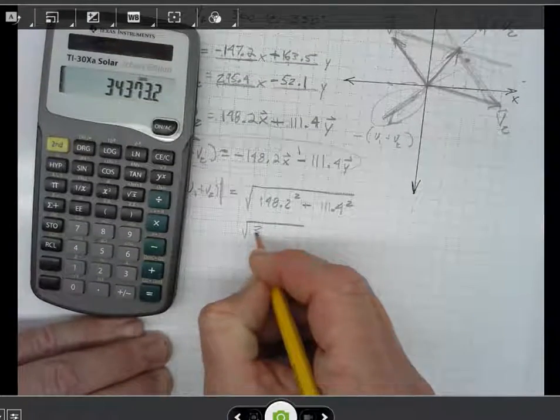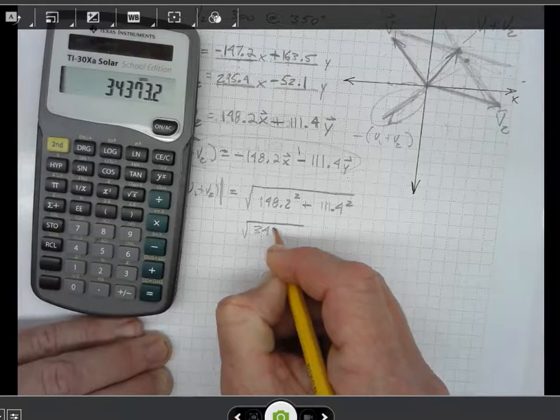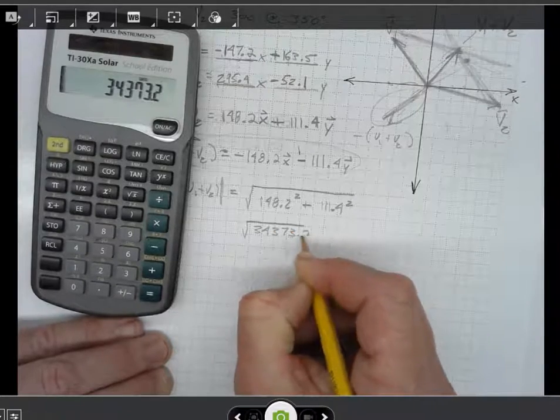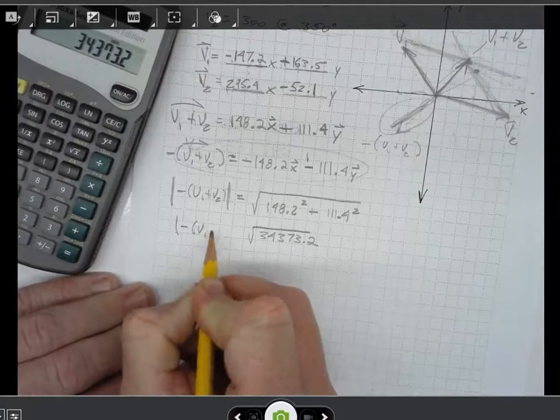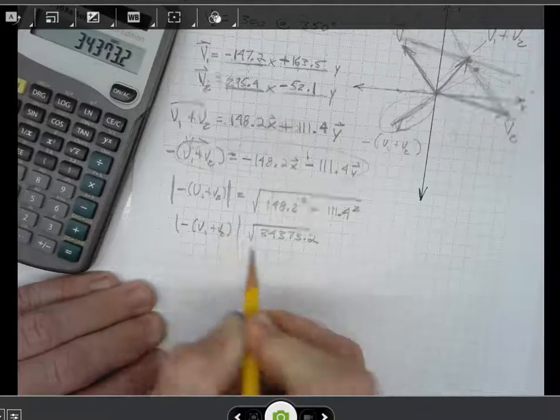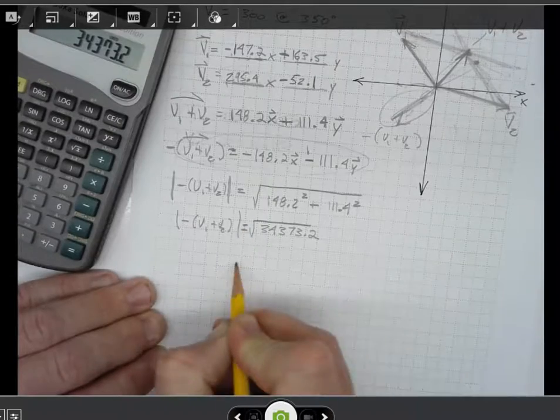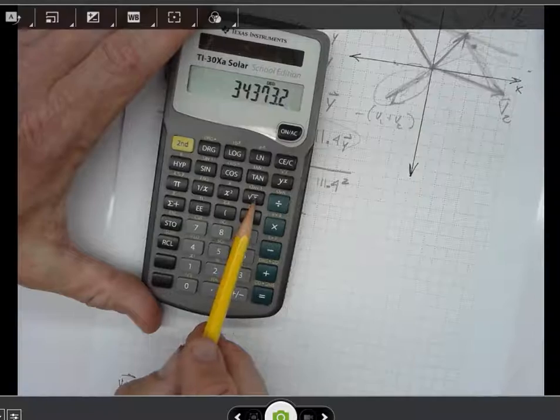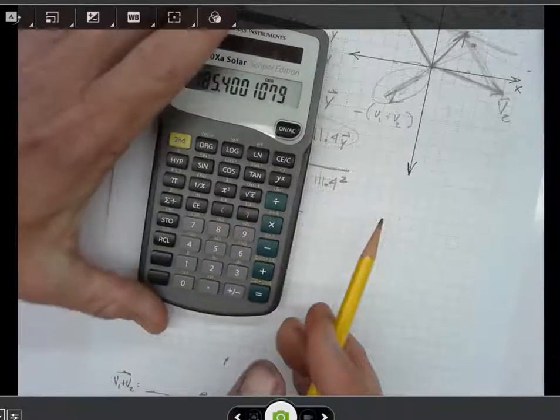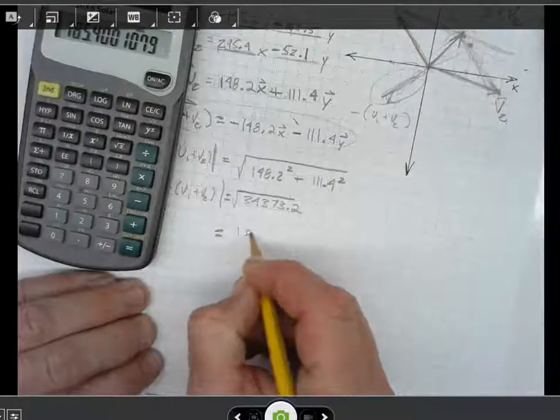I'll write it out. So it's 34373.2, the magnitude squared of the opposite of V1 plus V2. Then we're going to take the square root, this button right here, and it's 185.4.